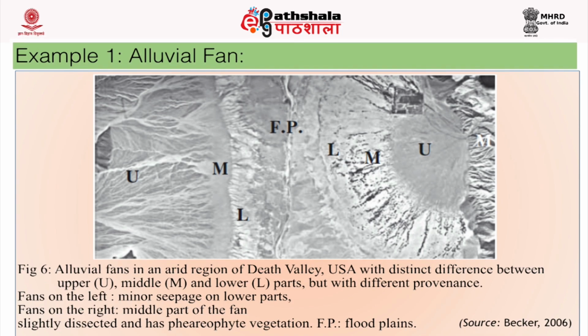And if you compare both the left and right side of the fan, these two fans have distinct provenance. So the groundwater flow system in the left side fan and right side fan is distinct, and it is evident from the diagram. If you look at the fans on the left side, they have minor seepage on the lower part, whereas in the right side fan, the middle part of the fan is slightly dissected and has vegetation, which you can see in the dark tone.